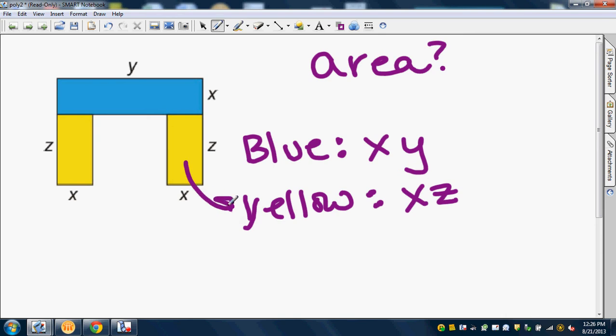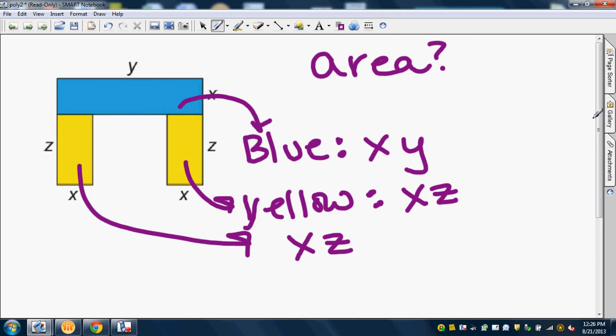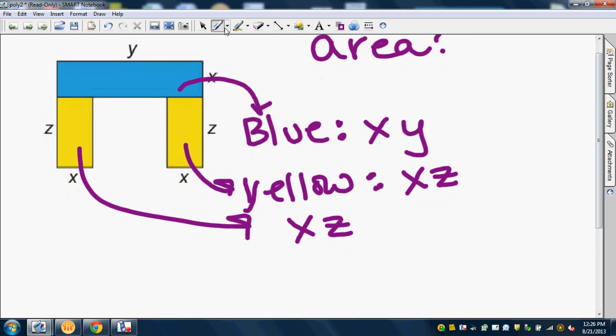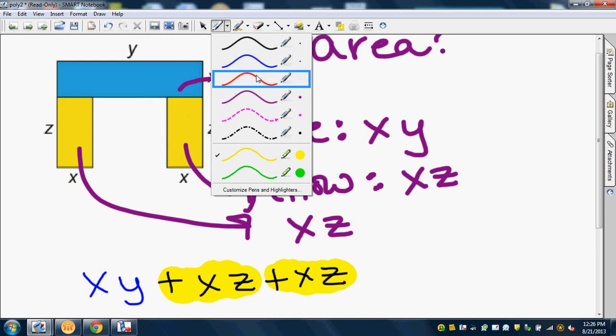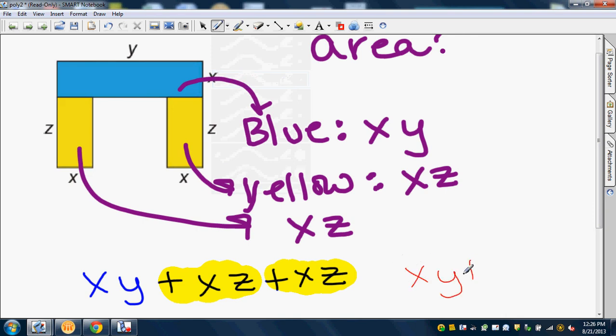Okay. And then for this other yellow region, it's also going to be x times z. So the area of the whole thing is if I add them all up, if I combine them all. So it's going to be xy plus xz, plus xz. Well, when combining like terms, I don't have any other terms that have xy, but I have two that are xz's. So that means that the area is going to be xy plus, this is like a 1xz and a 1xz, so this is going to be 2xz.